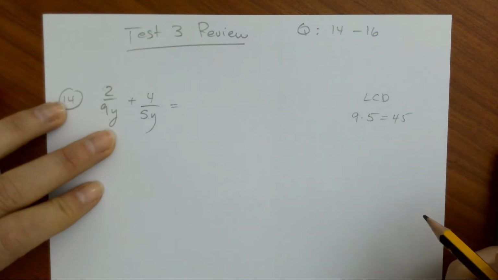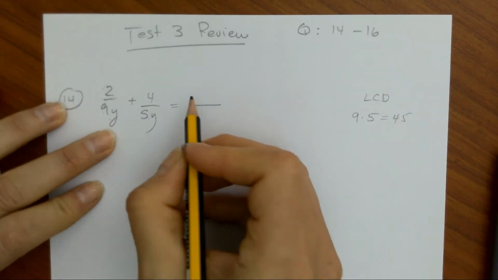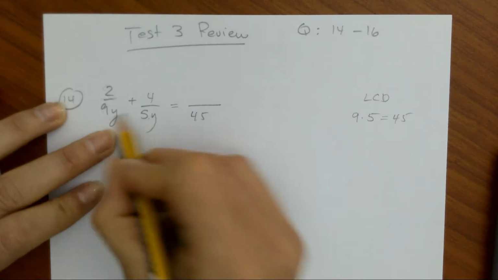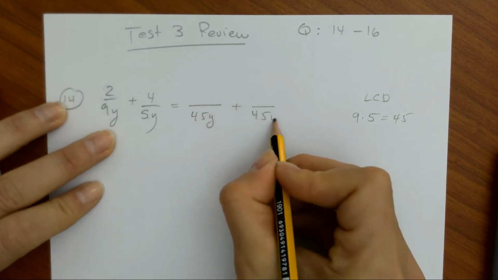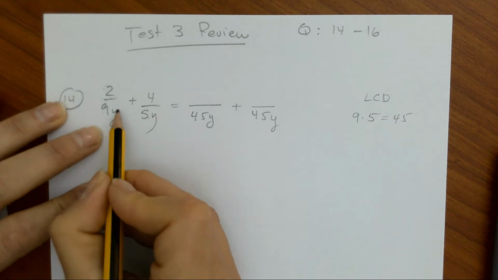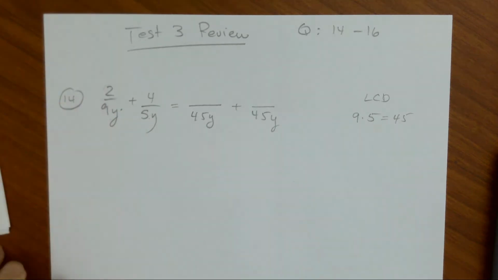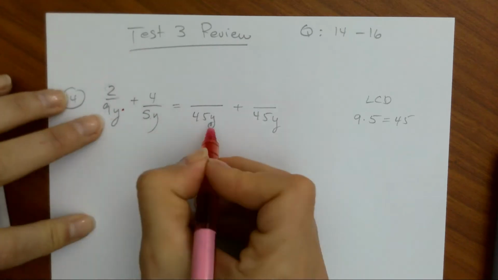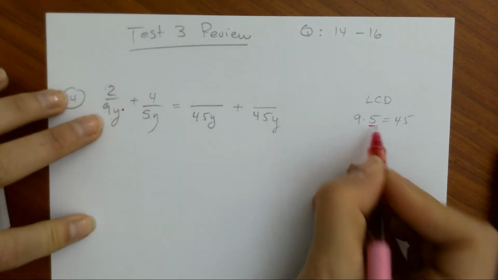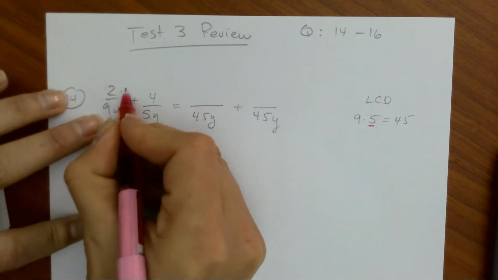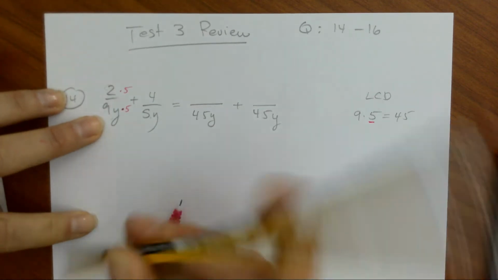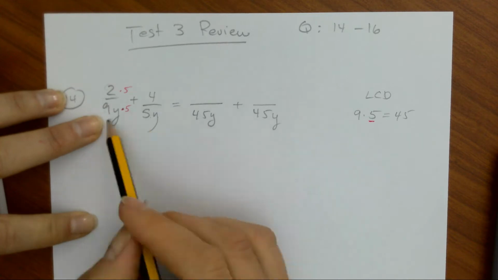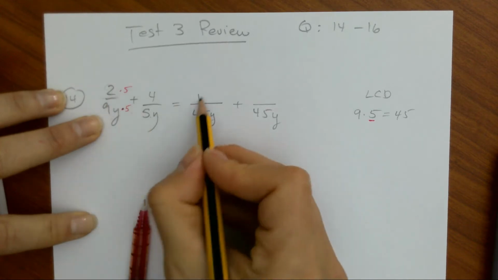I'll use 45 as my common denominator. So what I'm going to do is keep the y, and I'll keep the y. And so I have to go, well, what can I multiply this rational expression by to get 45? Well, 9 times 5. So I'm going to multiply the top and the bottom by 5. So 9 times 5 is 45y, and then 2 times 5 is 10.